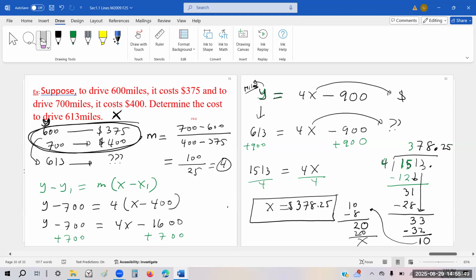Any questions? Comments? Concerns so far? It's up to you. Even if you pick the dollar to be Y and the mile to be X, you'll get the same result. So for a linear function, this is one nice thing. If you don't know in a real life scenario what is what, pick anything. You're supposed to get the same results. Any other question? Go ahead.